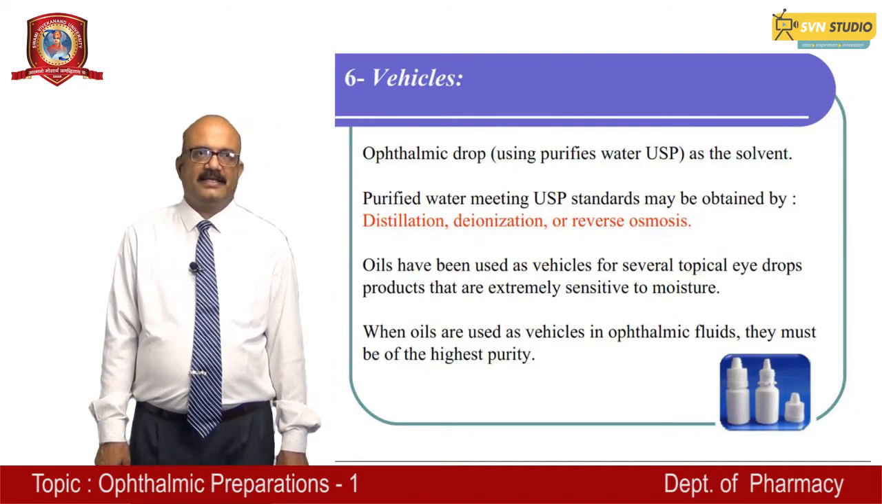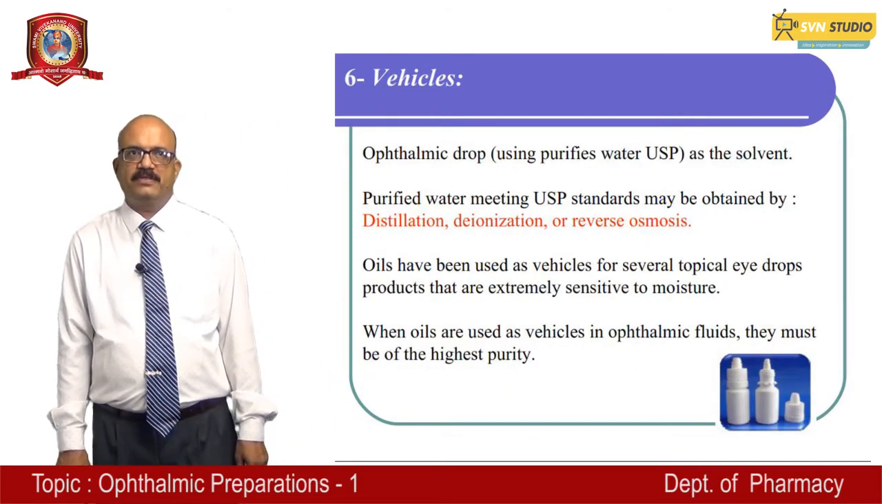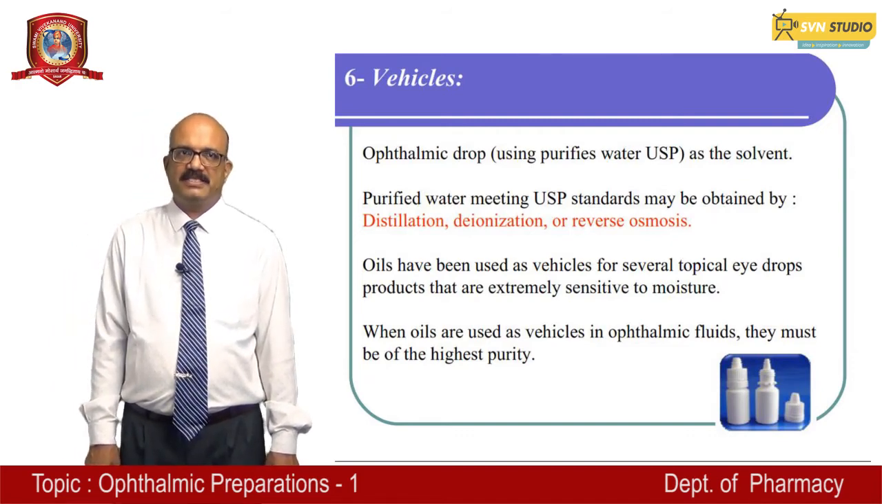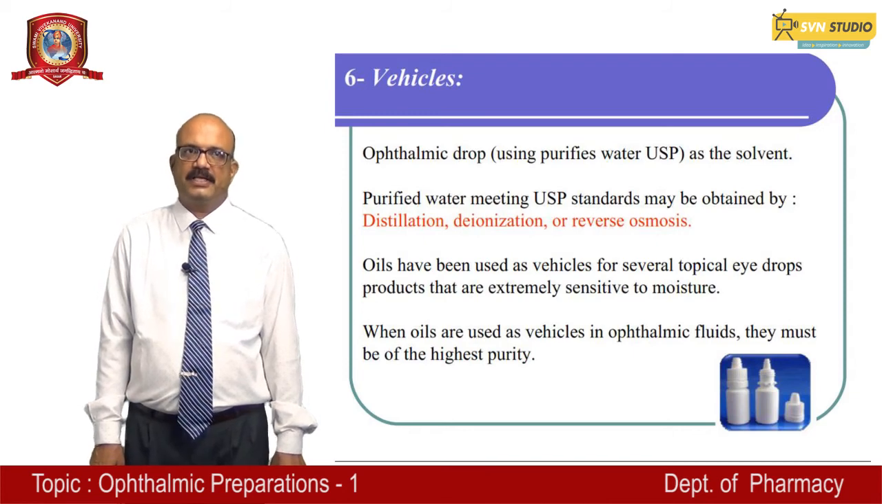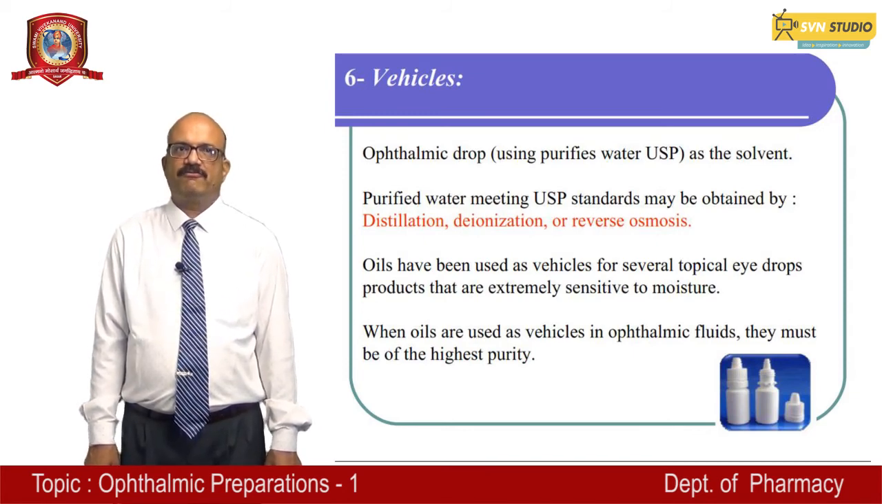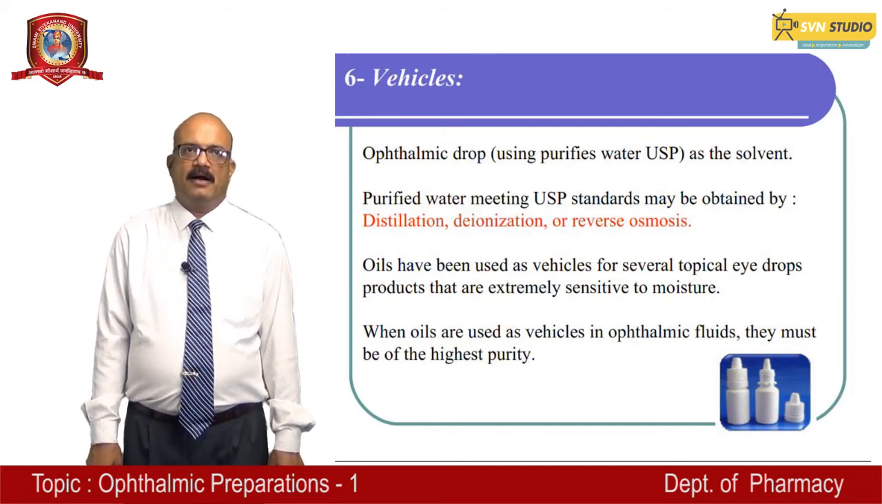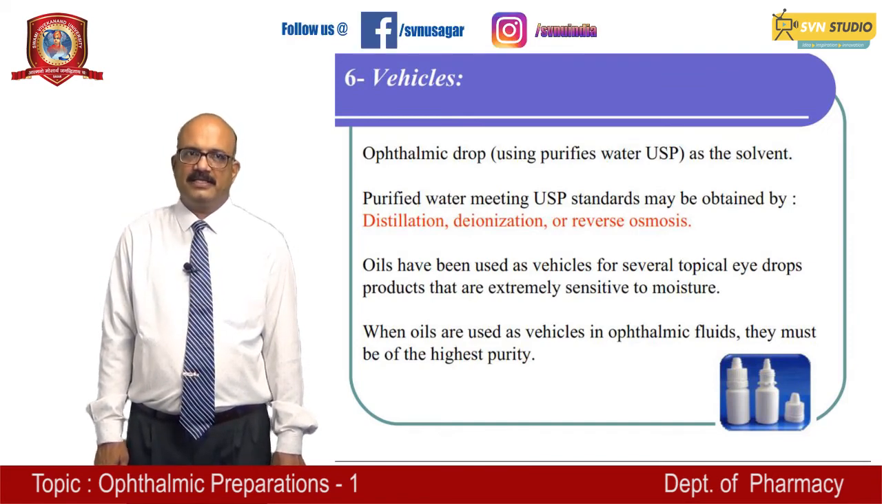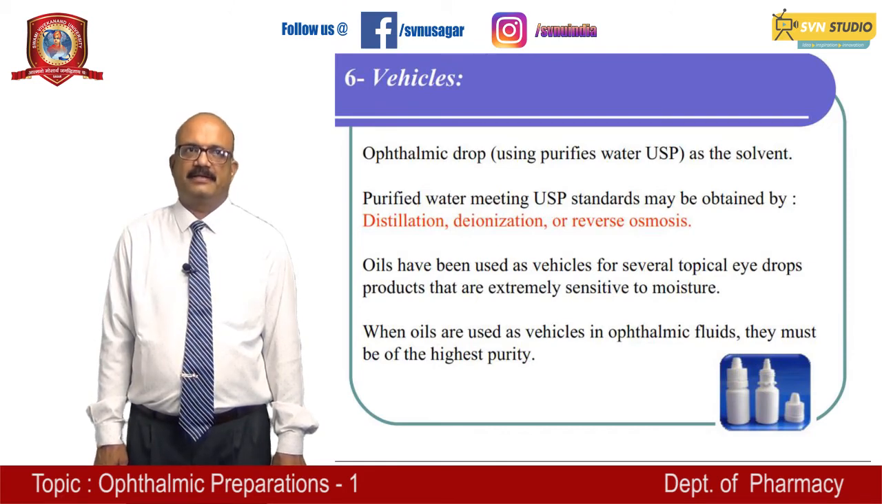Now coming to the next category, that is vehicle. Ophthalmic drops use purified water USP as the solvent. Purified water meeting USP standards may be obtained by distillation, deionization, or reverse osmosis. Oils have been used as vehicles for several topical eye drops, products that are extremely sensitive to moisture. When oils are used as vehicles in ophthalmic fluids, they must be of the highest purity.